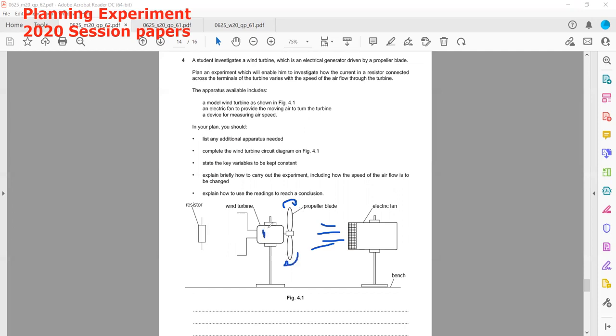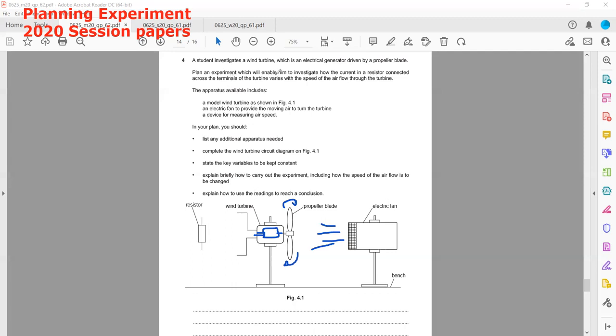And there is a coil inside. That coil will also rotate with the blade. And due to the rotation of the coil, there is a change in the magnetic field. And whenever there is a change in magnetic field, there is always induced EMF. So EMF will be induced or produced.